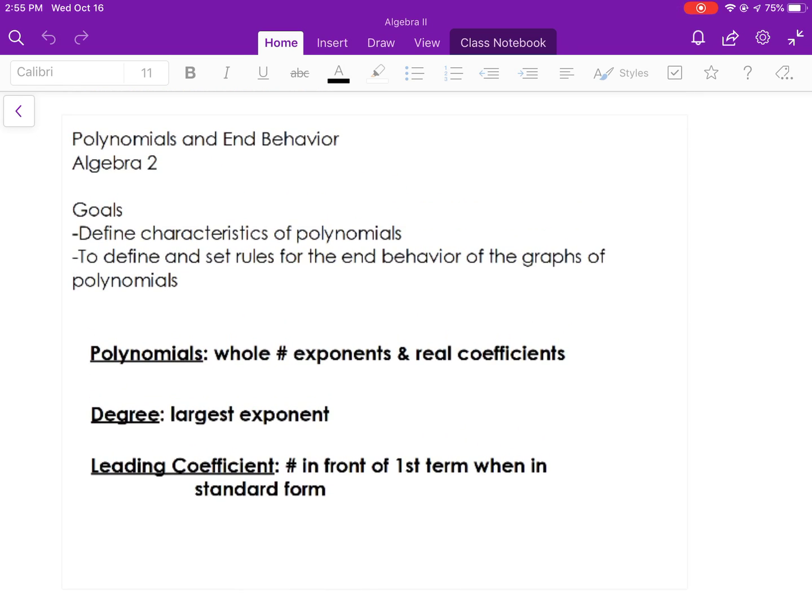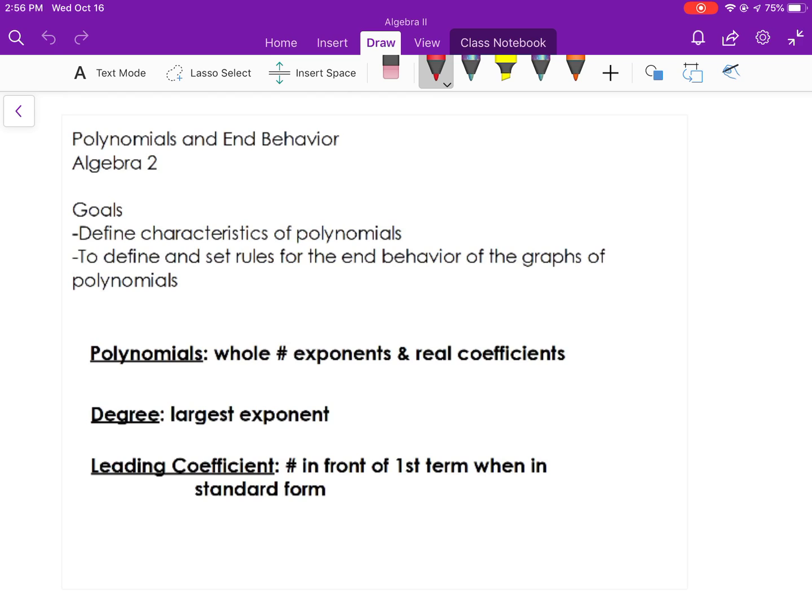Unit 4 is kind of piggybacking off of what we just did in Unit 3. Unit 4 is just taking the quadratics and bumping it up to many other polynomials. A polynomial is anything with a whole number exponent and a real coefficient. So, for example, I'll come up with an example of one that is and one that's not.